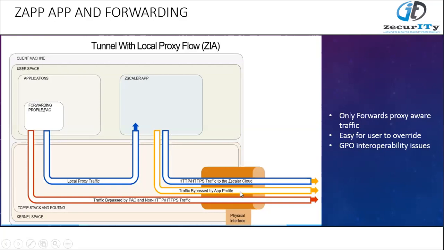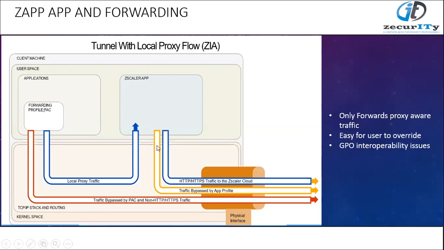That app profile bypass will take place. And the second one is HTTPS, and HTTPS traffic will be tunneled towards Zscaler. Here there are two bypasses. One is from the forwarding profile, another one is from the app profile.